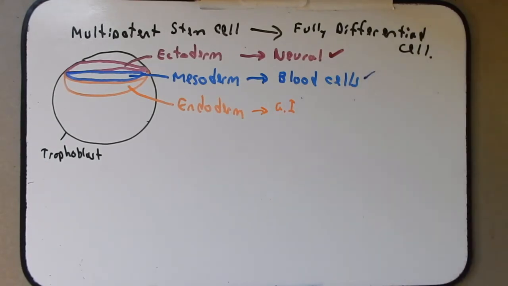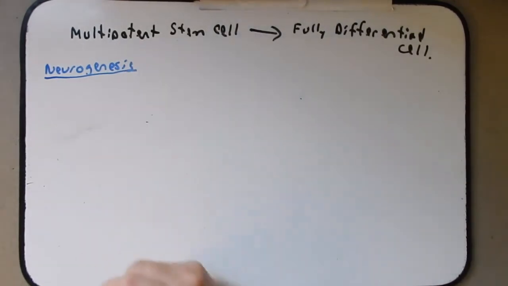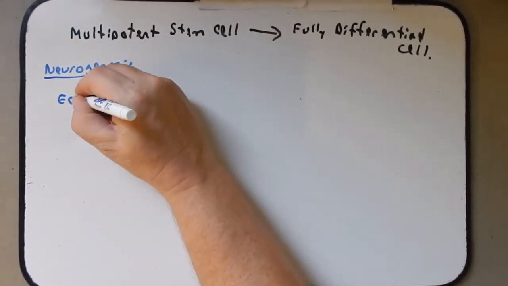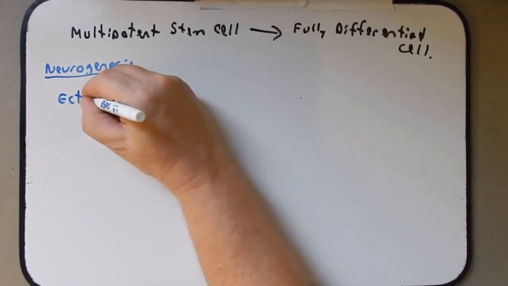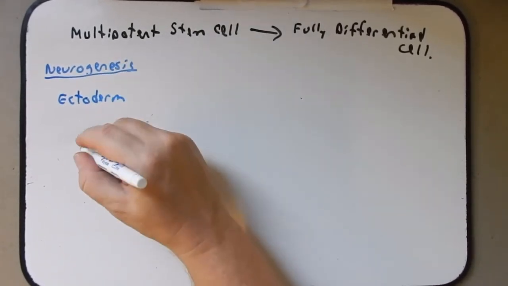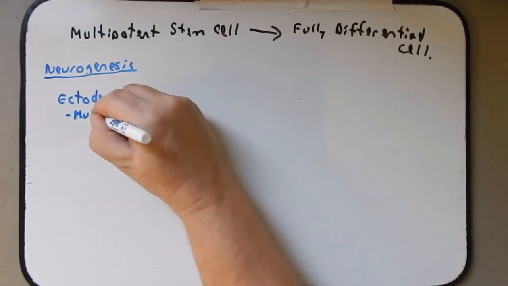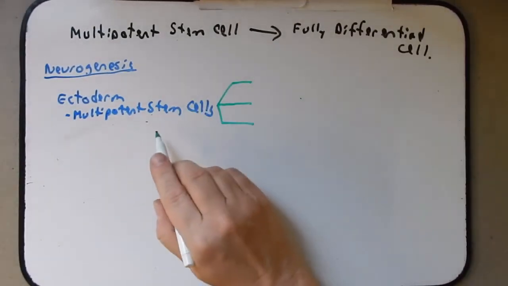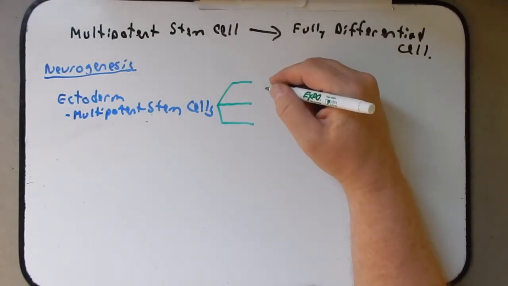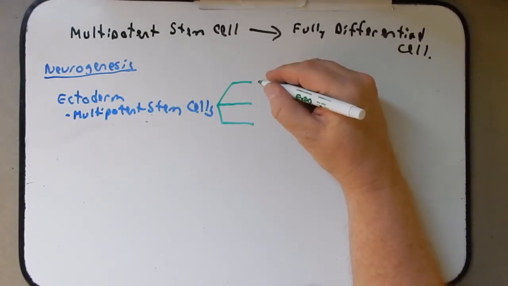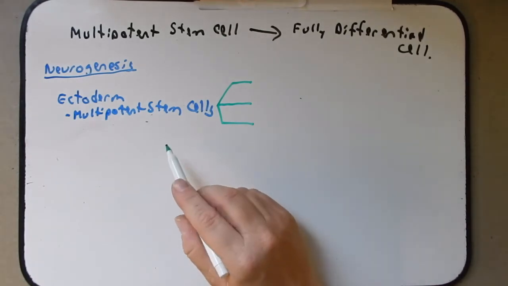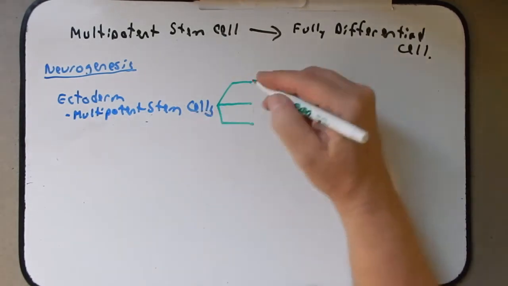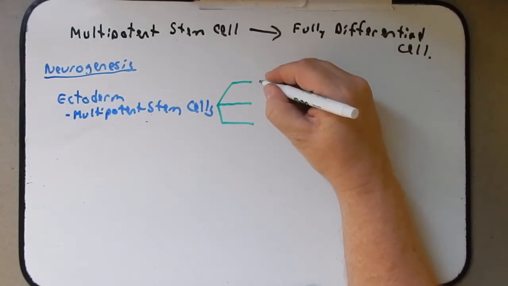So as we begin our discussion of neurogenesis, let's remind ourselves that those cells that will give rise to the nervous system come from the ectoderm. And remember, we said the ectoderm contains multipotent stem cells. Now, each of these multipotent stem cells gives rise to a specific set of cells. They can't give rise to all of the differentiated cells of the ectoderm, but each one of these will give rise to a specific pathway.